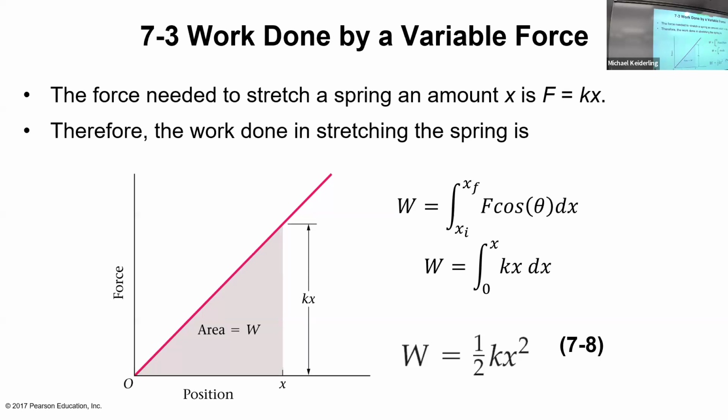So the force needed to stretch a spring an amount x is force equals kx. So the work done stretching a spring, this is the force applied to the spring, not the work done by the spring, is 1/2 kx squared. The work done by the spring is minus 1/2 kx squared. So the work is the integral from 0 to x of kx dx. So it's 1/2 kx squared.